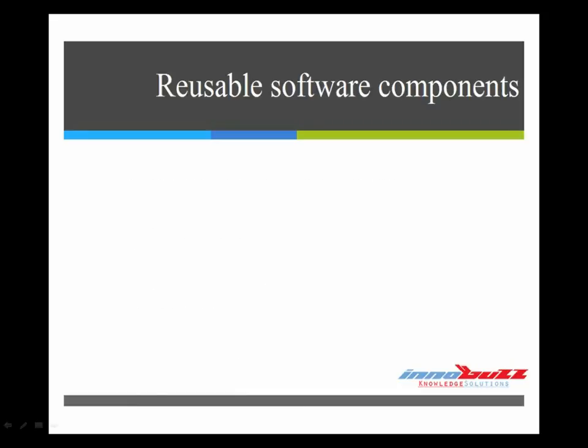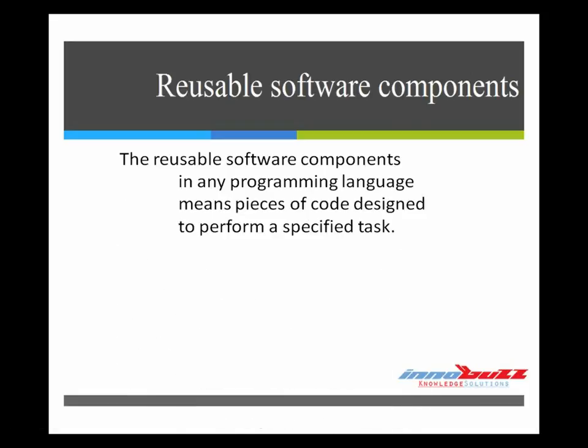Reusable software components, in any programming language, mean a piece of code designed to perform a specified task. And while we are developing, we can use these components in our code, and we don't need to rewrite them because these are already made. The base of the object-oriented paradigm is the hierarchy of the program units. These program units are usable for anyone.